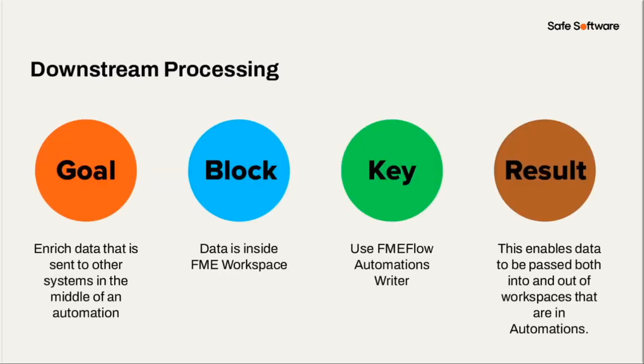With that, we're going to jump into the next demo, but before that, a high-level overview of what we'll be looking at. The goal is to enrich the data that is sent to other systems in the middle of an automation. Data is stuck inside that FME workspace, and we can get it out using the FME Flow Automations writer, which enables data to be passed both into and out of the workspaces in the automations. This results in attribute values being available for downstream workflow components. And you can build out maybe the email body or other workspaces that way.